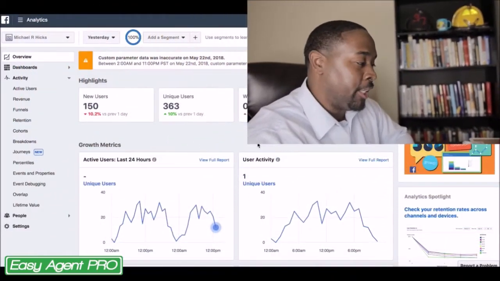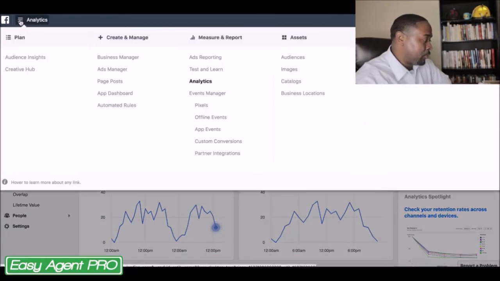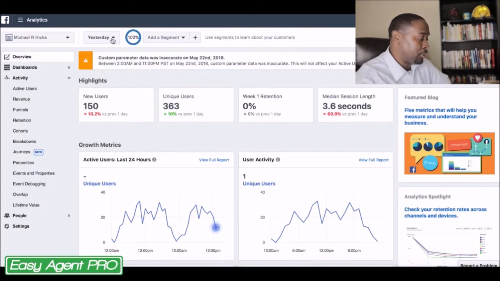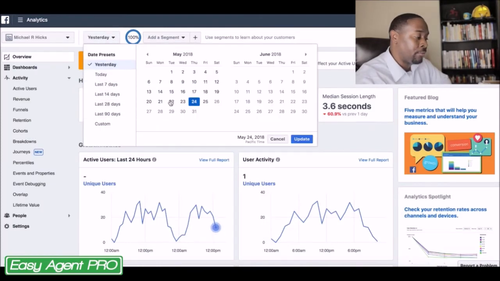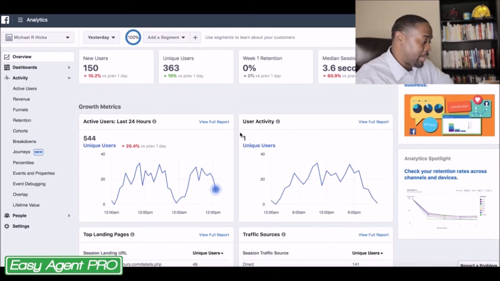So right now I'm on my analytics page, and to get here, all you're going to do is come up here to the top and click on these little 3 lines, then come over to measure and report and then go to analytics. I have my section changed to yesterday, but you can always change the dates to whenever you would like. As you can see, I had 150 new users come to my site yesterday based off of my ad. That's not 150 leads or anything like that. It's just 150 people, so probably most of them did not give me their contact information, but you can see 150 people came yesterday. Active users in the past 24 hours are at 544.